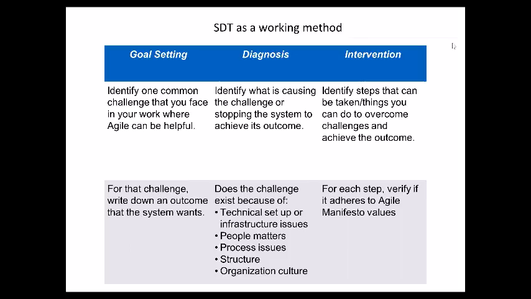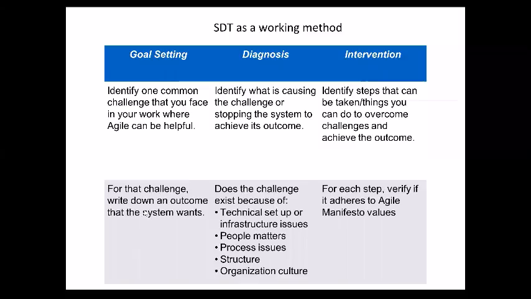One of the ways you can work with this is to identify one common challenge that you're facing in your work where Agile can be helpful. Then, when you're writing that challenge, also write down what outcome you want instead. Then diagnosis: identify what is causing the challenge or stopping the system from achieving its outcome. Is it because of the process, the technical setup, or the people relationships? Is it process, structure, culture? Just write it down. You don't have to be perfect. And for the intervention, look at one small step towards the goal once you have understood what causes it, and see if it really is according to the values of the Agile Manifesto. Then you can start doing it as an iterative process, for every challenge, or for the same challenge in multiple steps. That's all from my side.